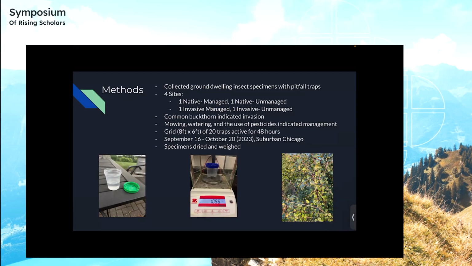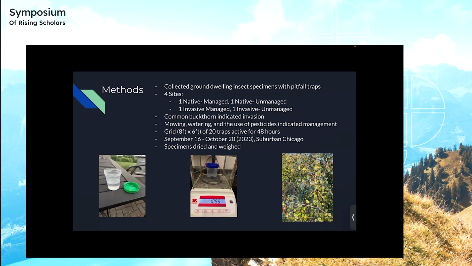I used the plant common buckthorn, a staple invasive plant, as an indication for invasion. Essentially, if buckthorn was identified at a site, it would be considered invasive because the buckthorn indicated invasion. If no buckthorn was identified at a site, it would just be considered a native research site. The status of managed or unmanaged of a research site was determined by calling the research sites and inquiring about their management techniques.